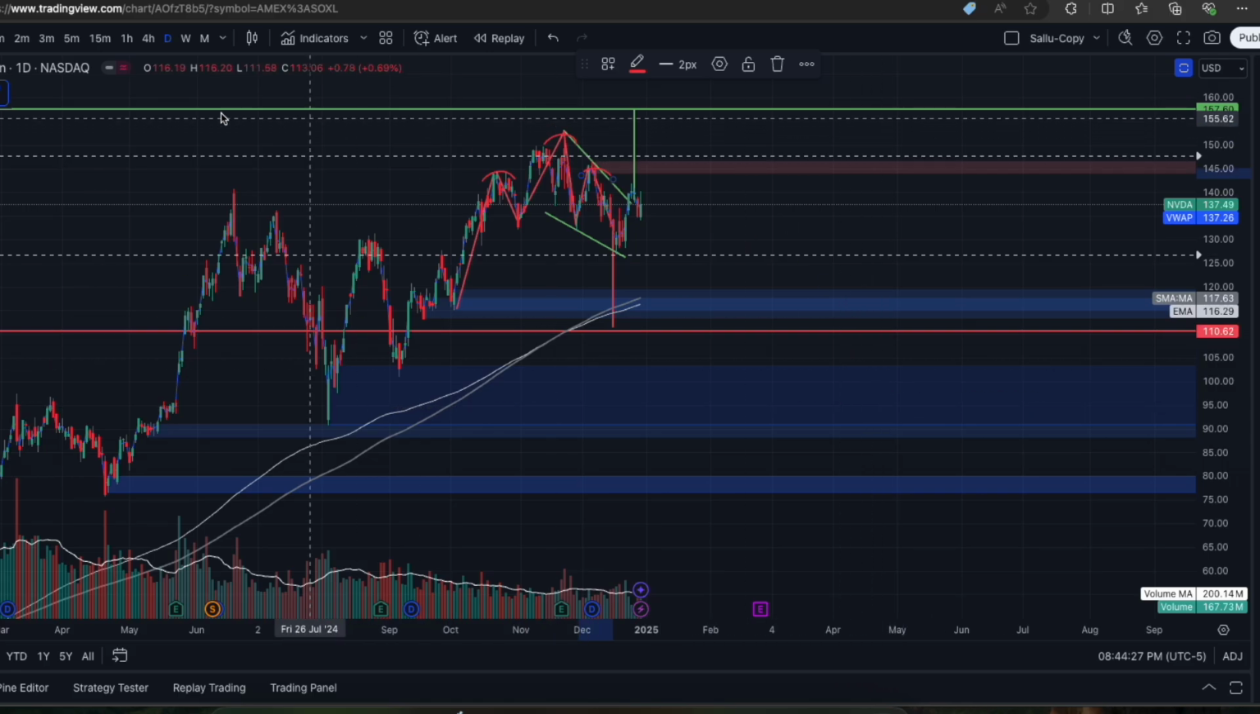Taking a look at the daily chart of NVIDIA. So here are the support levels. We start at 119.94, the next one at 103.89, and 90.91 and 80.21. Resistance at 143.62 at the moment here.